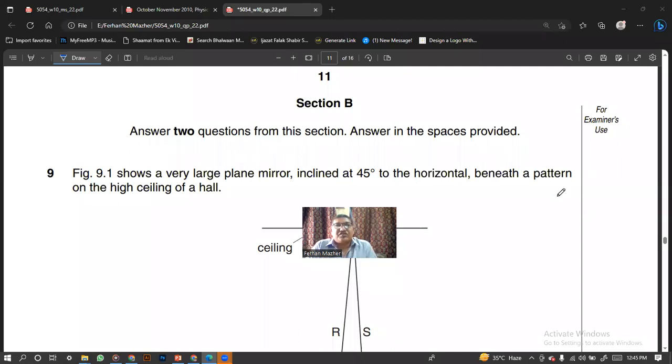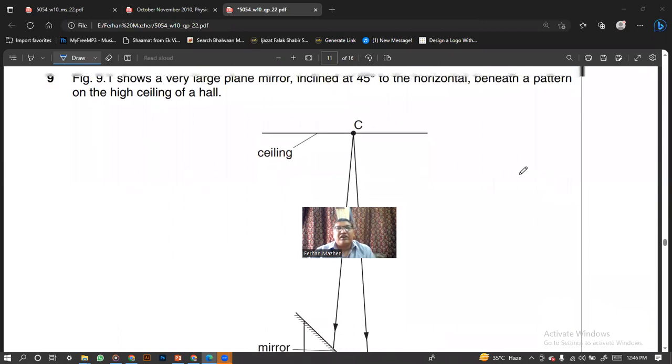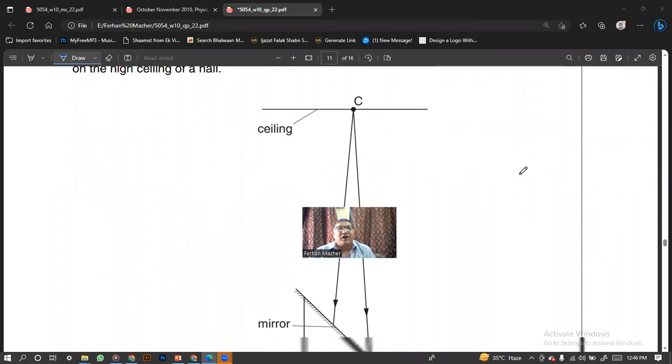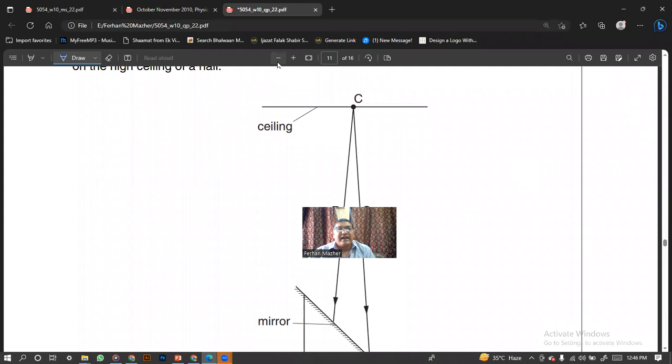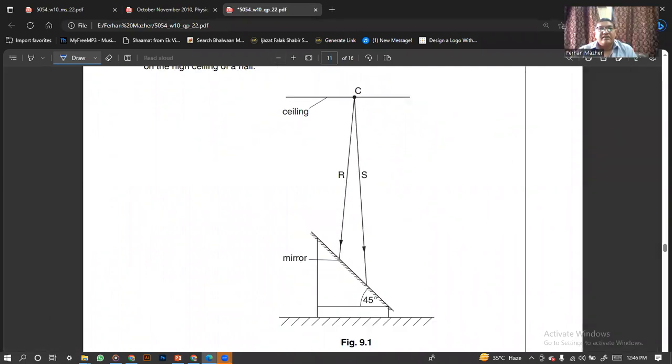So on your screen, Section B of the 2010 October-November 2-2 paper is showing up. Question number 9: Figure 9.1 shows a very large plane mirror inclined at 45 degrees to the horizontal beneath a pattern on the high ceiling of a hall. So here we have the ceiling. Ceiling means the roof. There is a pattern on the ceiling.